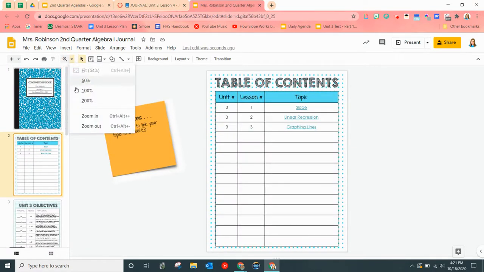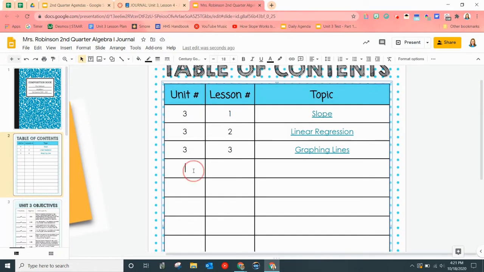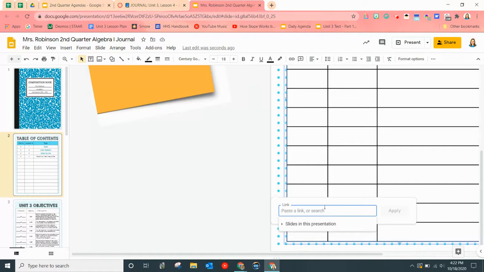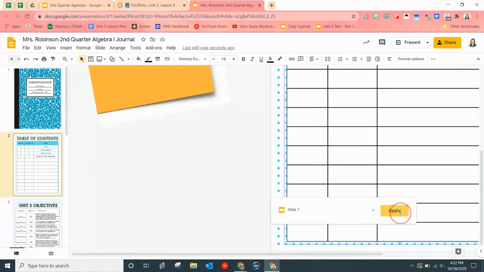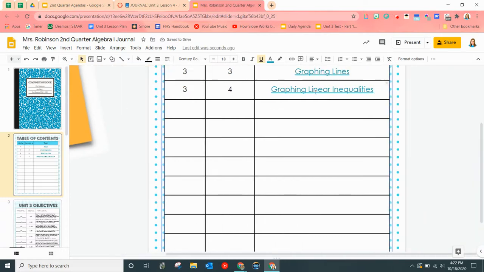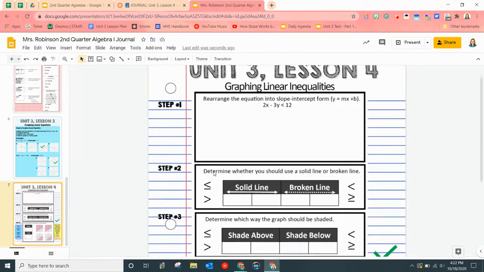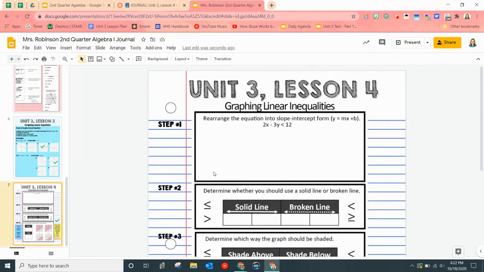So what are we going to call this in our table of contents here? So this is Unit 3. This is Lesson 4. And we're going to call this one Graphing Linear Inequalities. And we are going to link that to, let's see, that's slide 7. So let me highlight this, go up here to link. Slides in this presentation, and we're going to do slide 7. Apply. Here we go. So now I can click here and it'll take me straight to that slide, which is nice. Okay, so graphing linear inequalities.